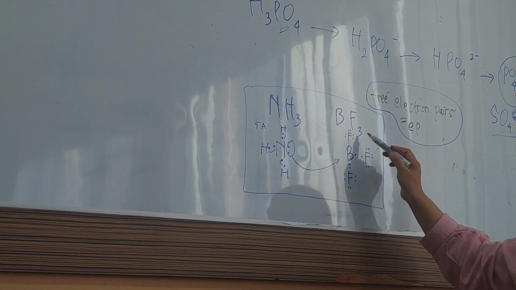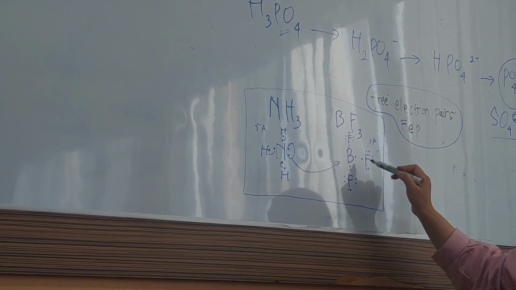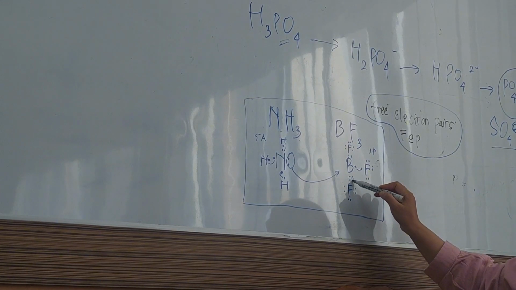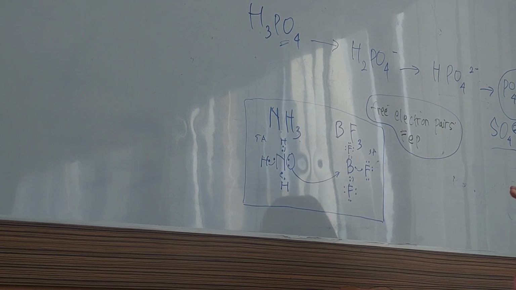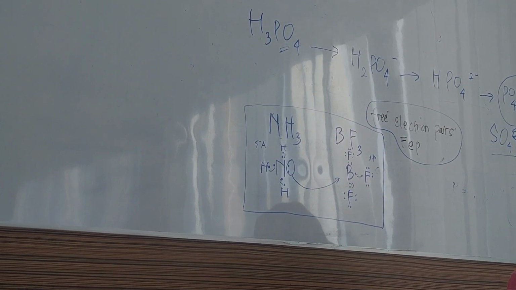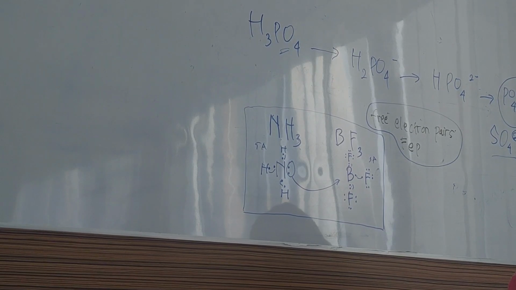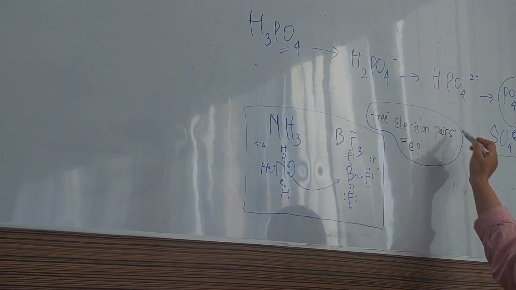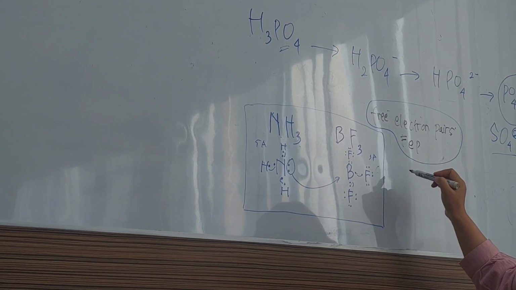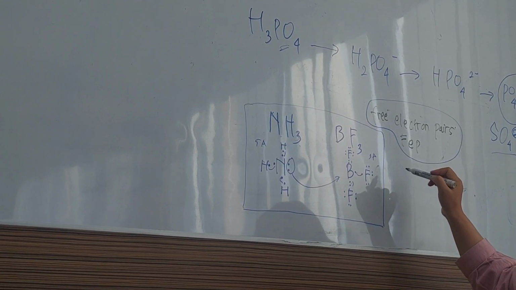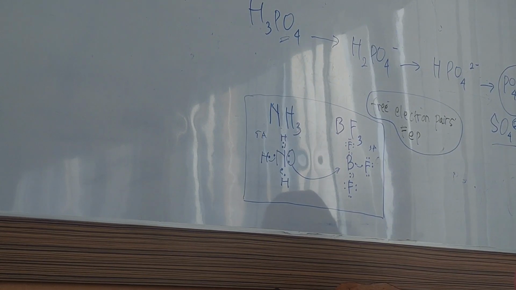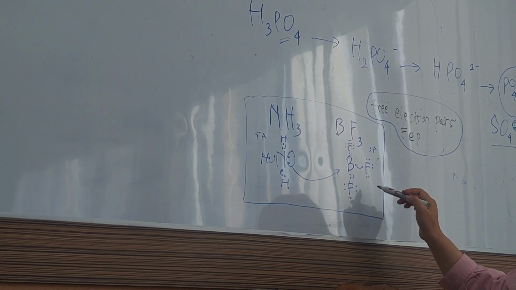B is from group 3. So 1, 2, 3 already have the pairs, and there's no atom remaining to be donated. So it is clear, we know the concept of free electron pairs. BF3 doesn't have free electron pairs because there's no atom left.